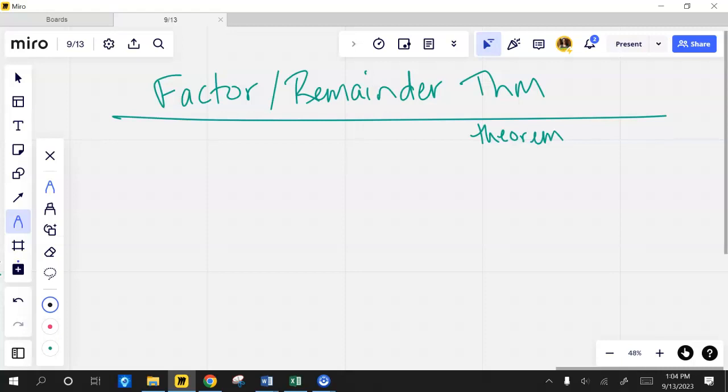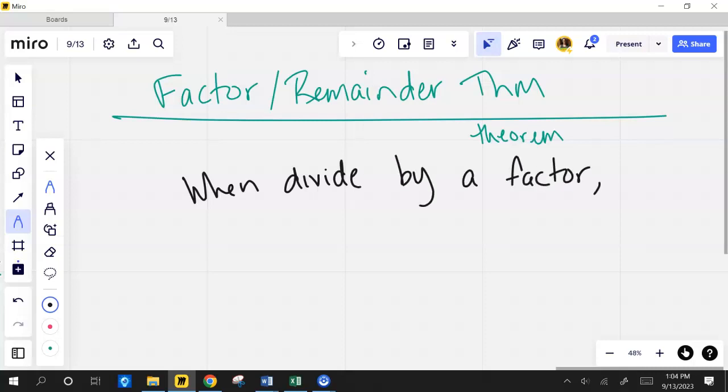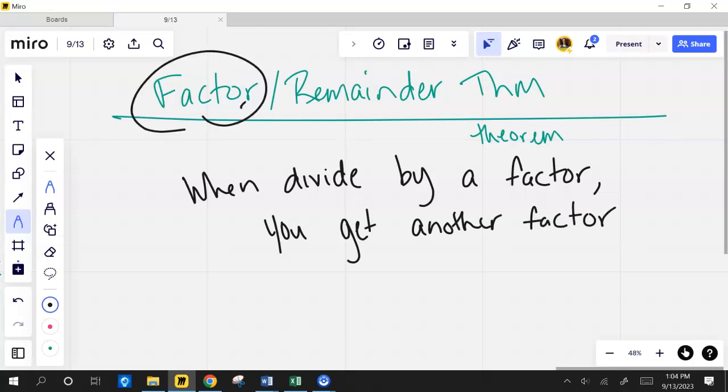Those are the two theorems here. That's the basis of what this is made on. When you divide by a factor, you get another factor. That's the factor theorem.